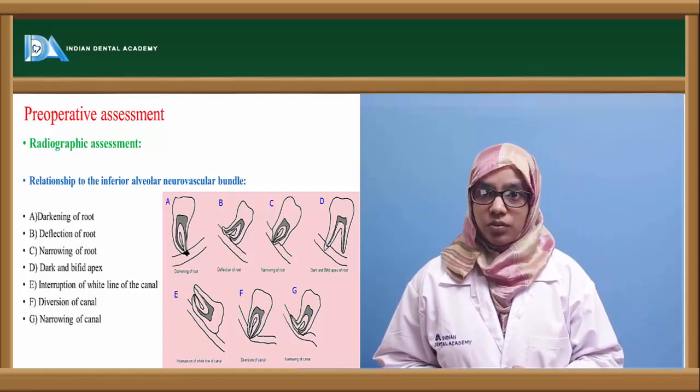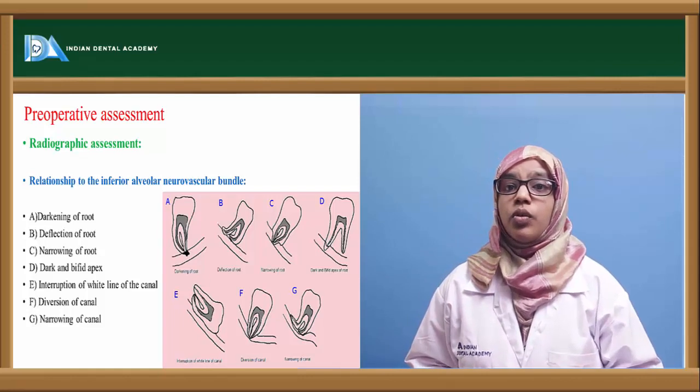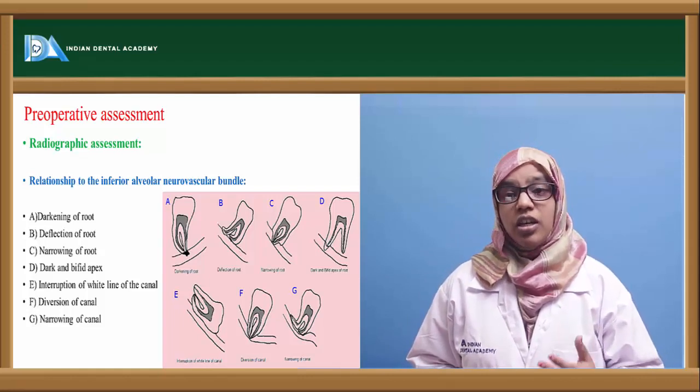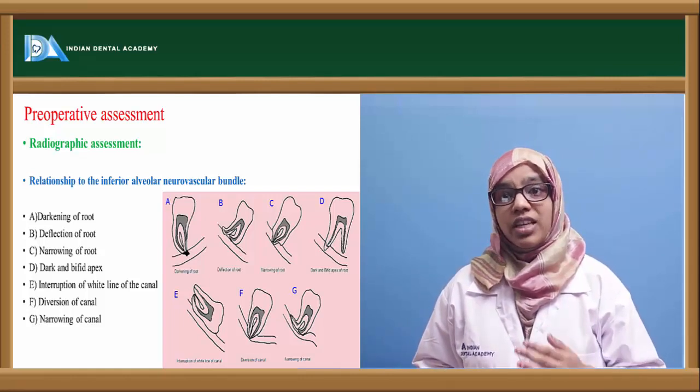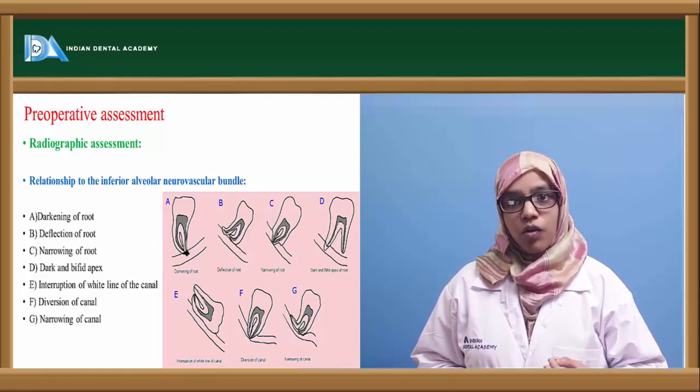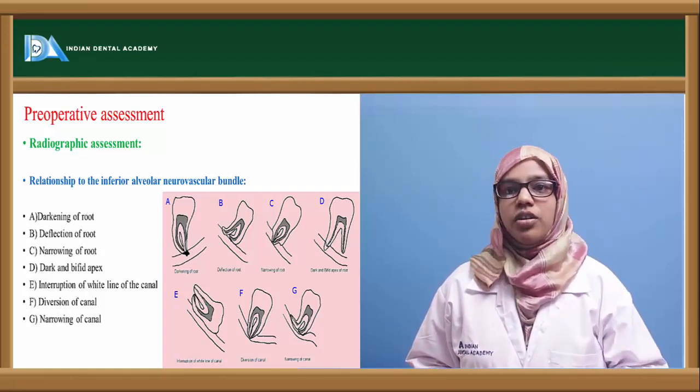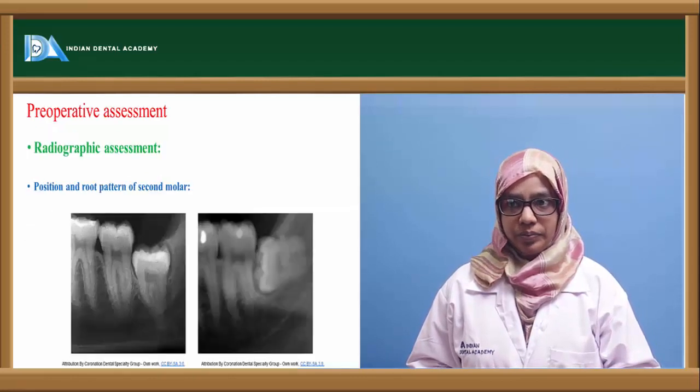Nowadays, CBCT is used. Now, CBCT is nothing but cone beam computed tomography. It will give you a thin section and tell you whether exactly the root is in the canal, or it is away from the canal, or it is closely approximated to the canal.